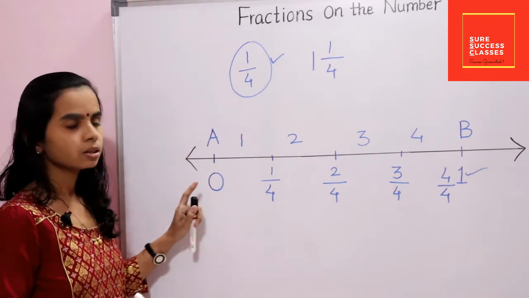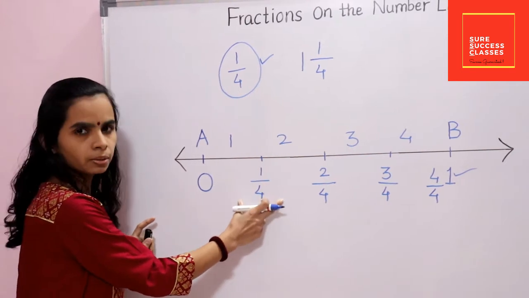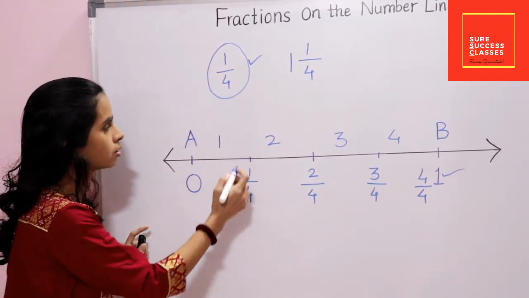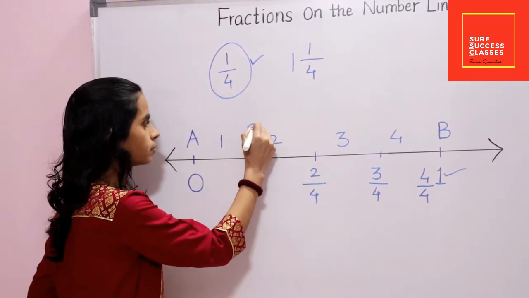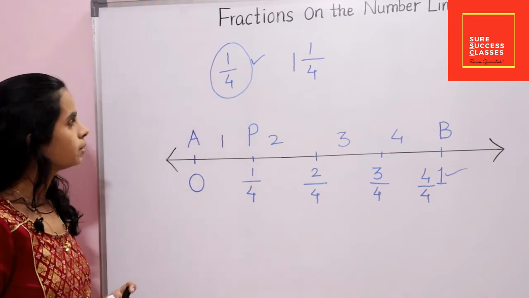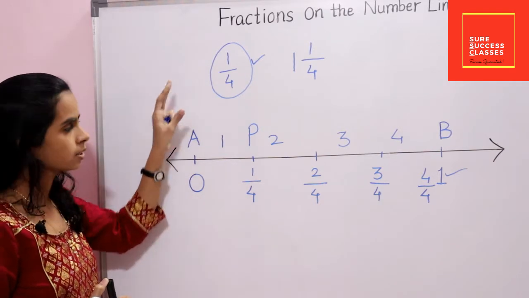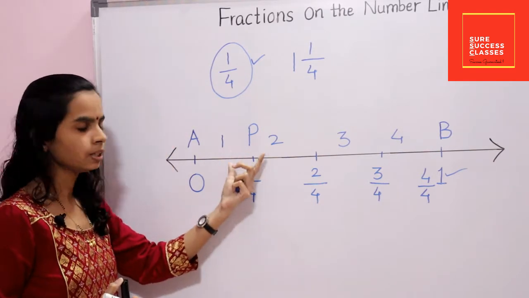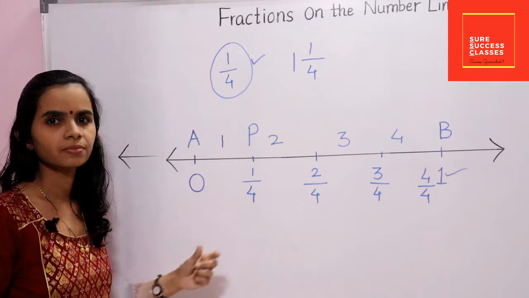So this point represents our fraction. We will name it P. So the representation of this fraction is point P as the fraction 1/4.